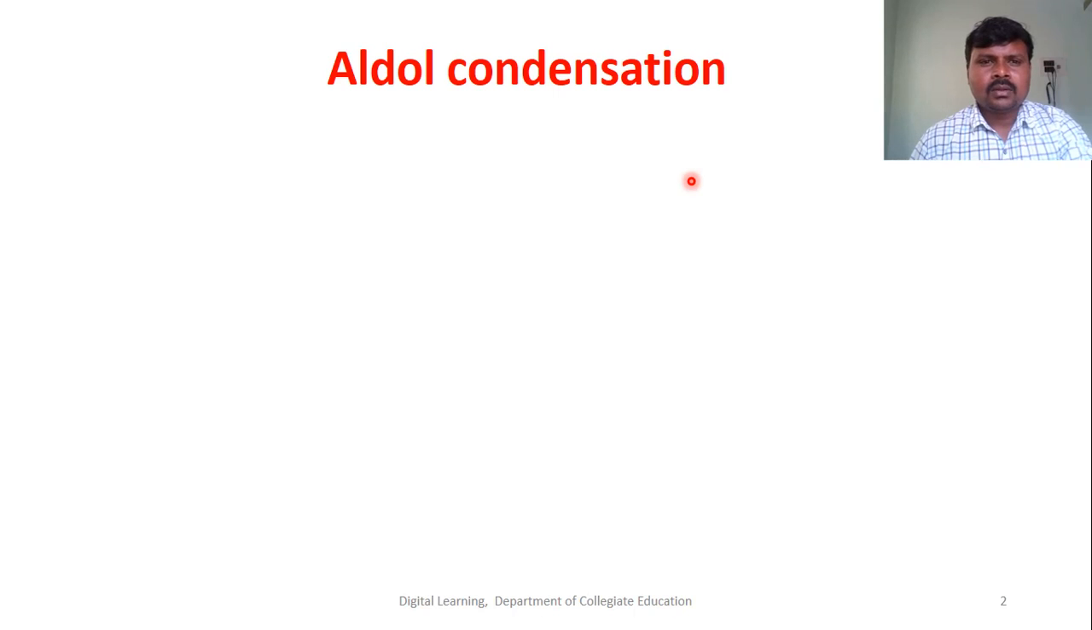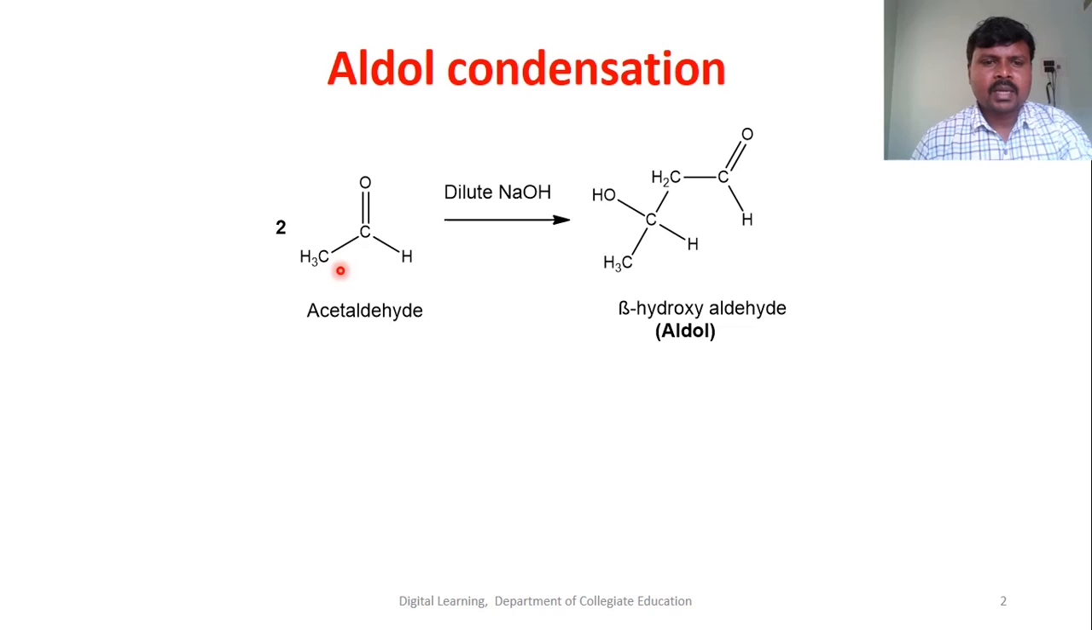Let us see what is alpha hydrogen atom. In this example, I have taken acetaldehyde. The carbon atom which is next to this aldehyde group is known as alpha carbon atom. If this carbon atom has hydrogen atoms, those hydrogen atoms are known as alpha hydrogen atoms. Acetaldehyde has 3 alpha hydrogen atoms.